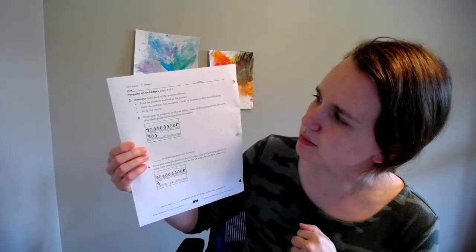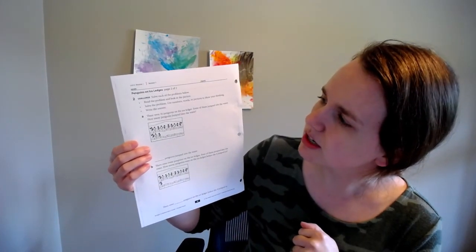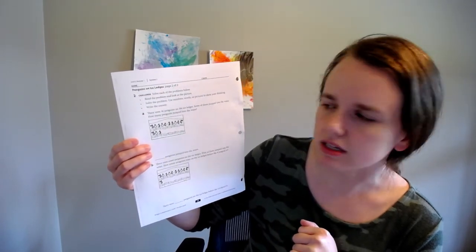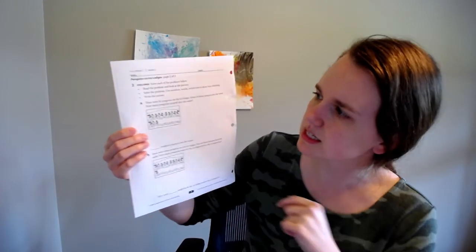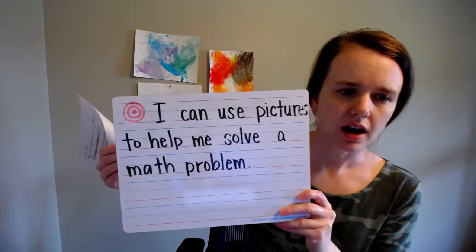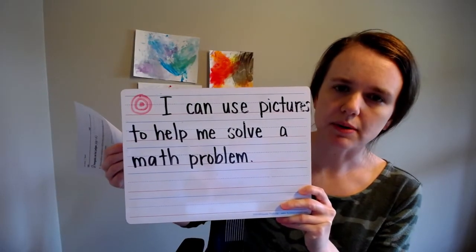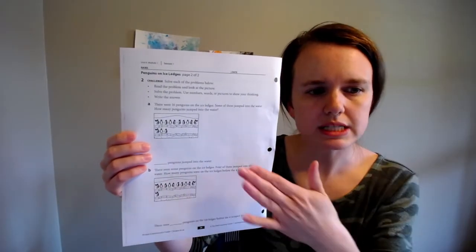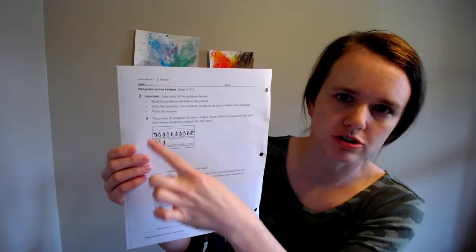Let's do it. So it says, solve each of the problems below. Read the problem and look at the picture. Solve the problem. Use numbers, words, or pictures to show your thinking, and write the answer. Okay, so letter A says there were 16 penguins on the ice ledges. Some of them jumped into the water. How many penguins jumped into the water? This is a little tricky, friends. Remember, our goal today is to use pictures to help me solve a math problem, and you really have to use the picture in this one because the rest of the information for the problem is in the picture, okay?